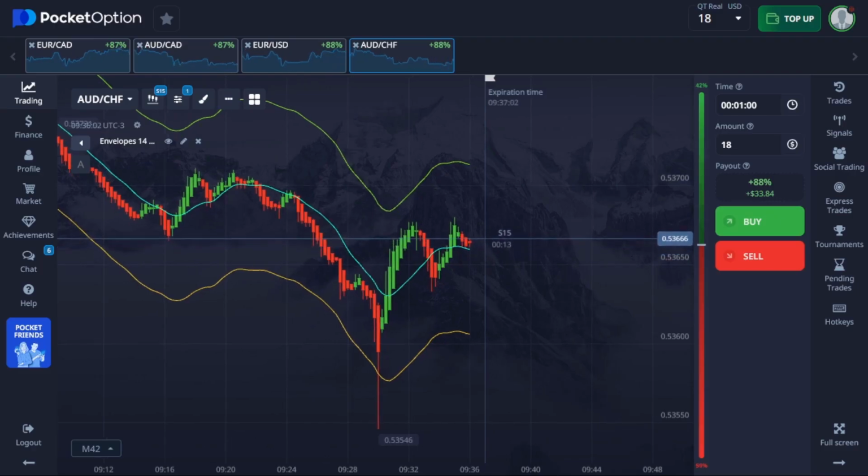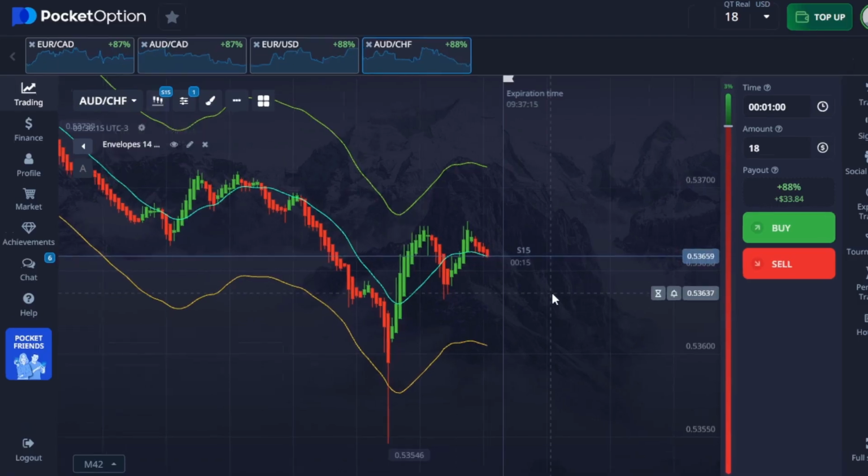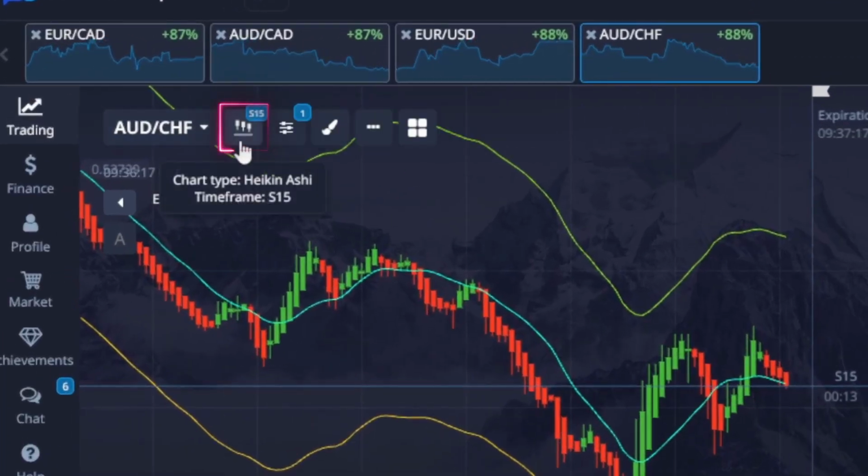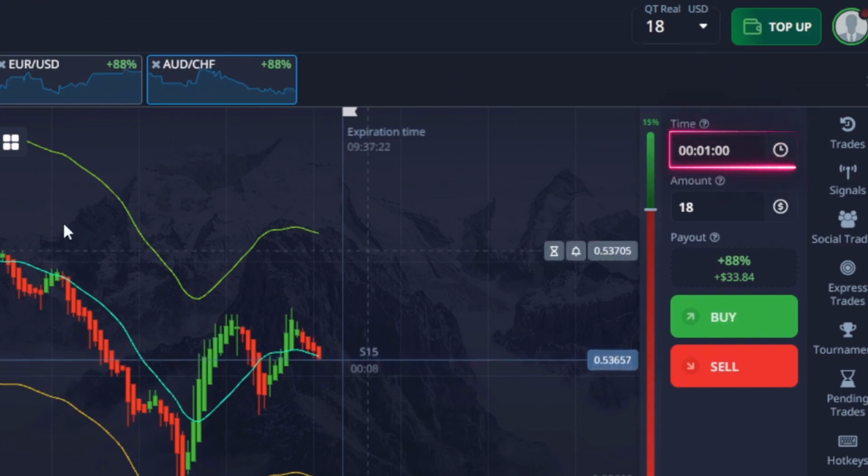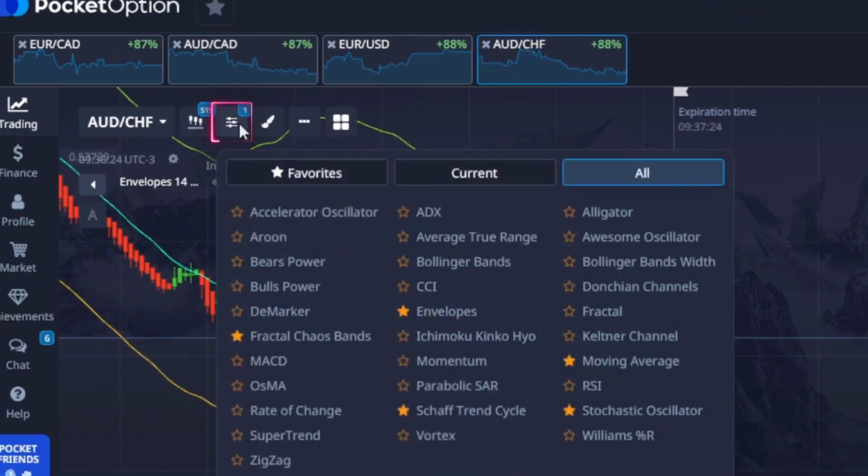Let's get started quickly, guys. In this case, in my position right now, we have this pair. Let's start with that. First of all, we're going to use Japanese candles, 15 seconds on time frame, 1 minute on the expiration time. That is a fast strategy.